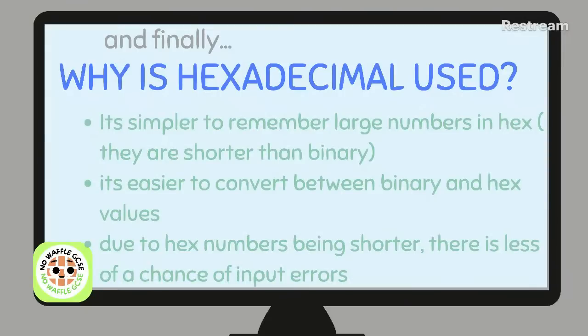Finally, why is hexadecimal used? It's simpler to remember larger numbers in hexadecimal because they're shorter than binary. Also, it's easier to convert between binary and hex values, and due to hex numbers being shorter, there's less chance of input errors. Sometimes they ask about this in the exam, so make sure you're aware of it.